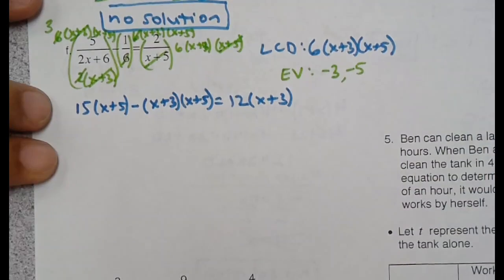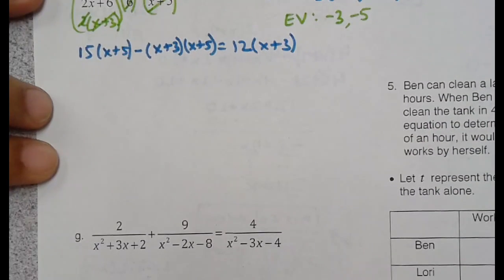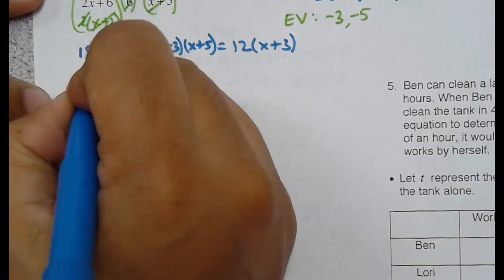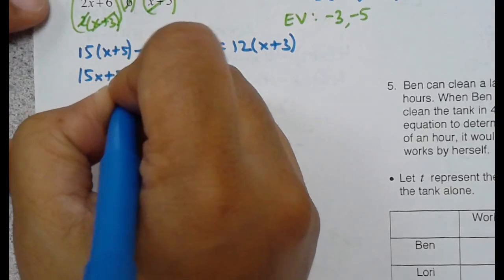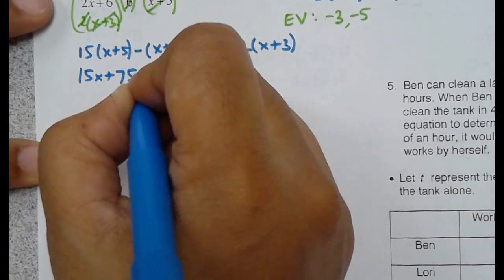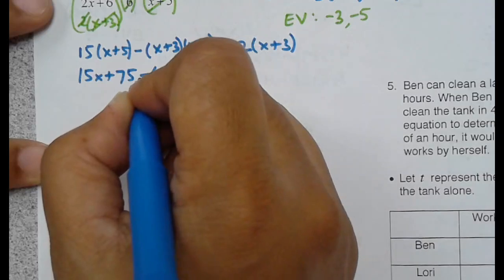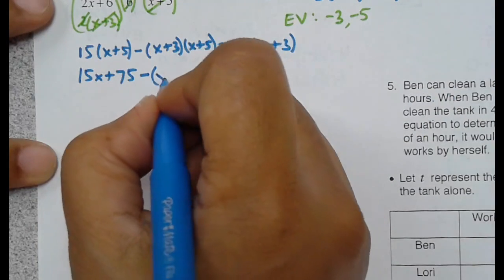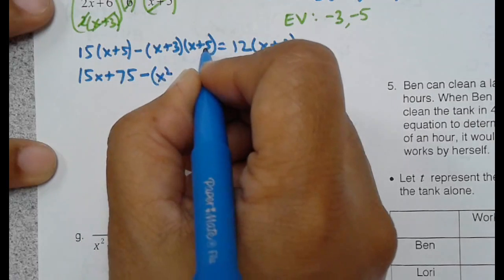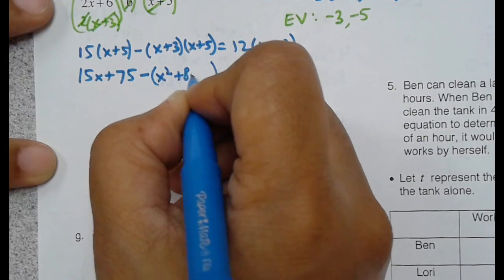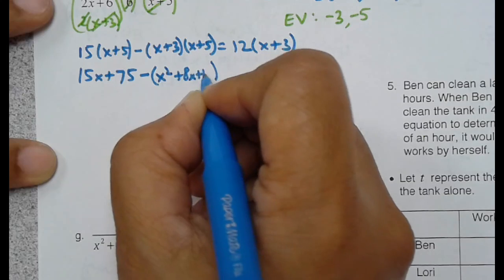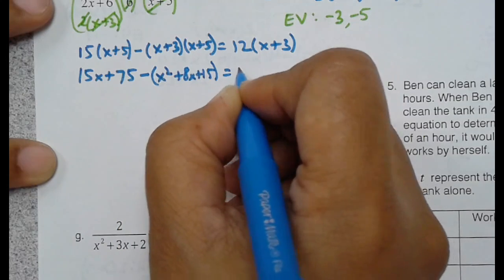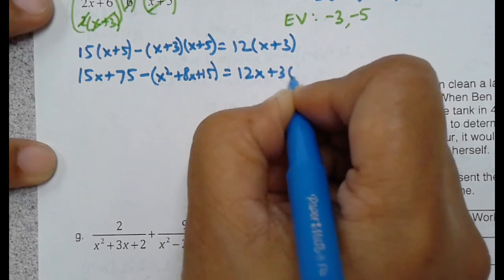All right, we're going to have to multiply this all out before we can solve. So distribute the 15, we get 15x plus 75. Here we're going to have to FOIL that out, and keep in mind that this negative will have to be distributed to it afterwards. So x times x is x squared. We have a 5x and a 3x, which make 8x, and 3 times 5 is 15. Distribute the 12, 12x plus 36.